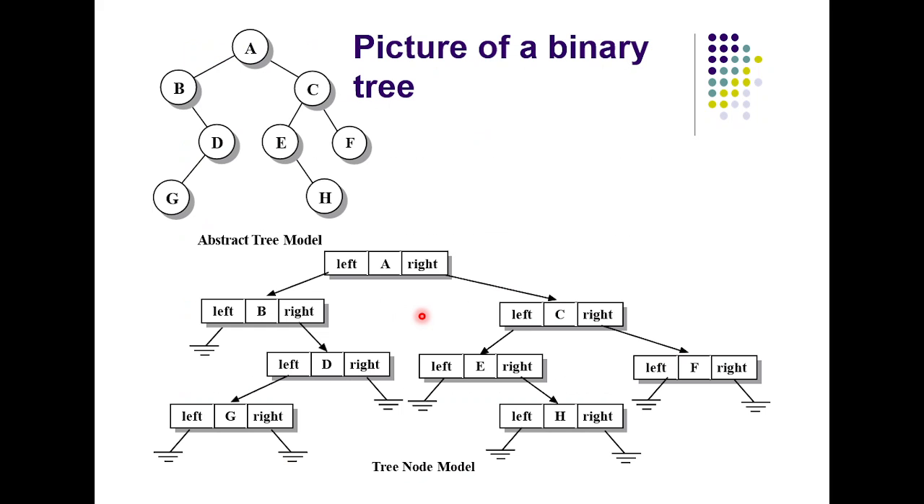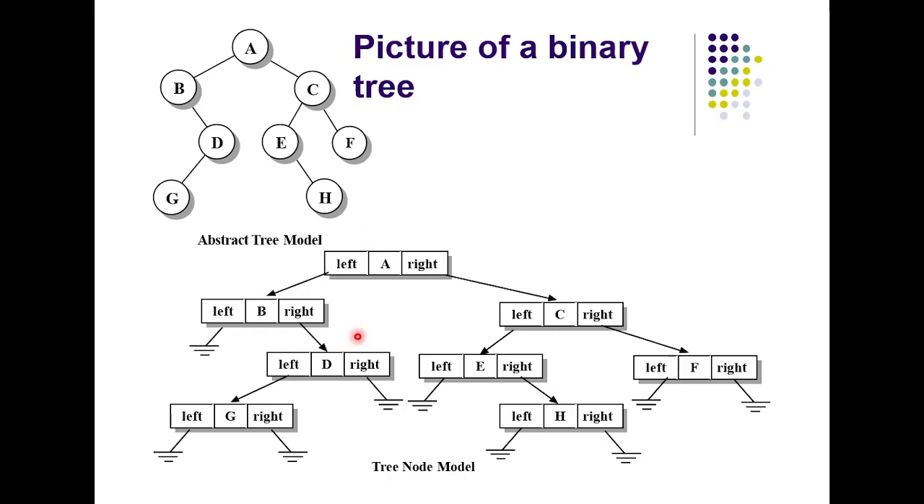This is a picture of a binary tree in which A is present at the top of the tree, and it has no parent. So this is called the root of the tree, and all the other elements are the nodes of the tree. This part is the left subtree, and this is the right subtree of the binary tree. This is basically the abstract tree model.